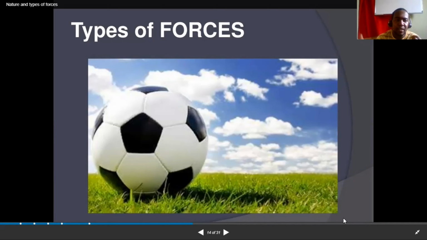All right. So let's look at the types of forces that we have. Right. So let's look at the types of contact forces first. So we have applied force.